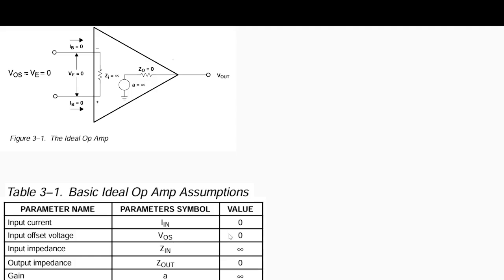Input offset voltage is 0. So this is the offset voltage. We are assuming that whatever voltage is coming into the inverting input is the same as the non-inverting input. So that's why the offset voltage between these two inputs, VE, which we also call VOS, is equal to 0. Then we assume that the output impedance is 0. So the output impedance is 0.